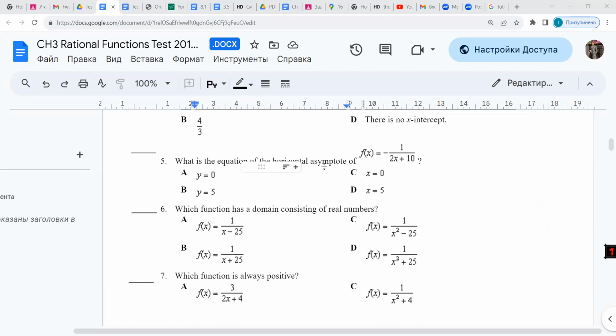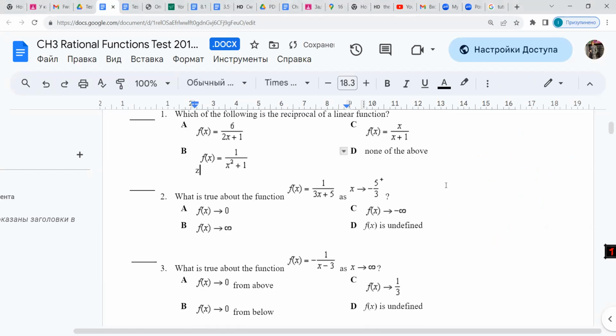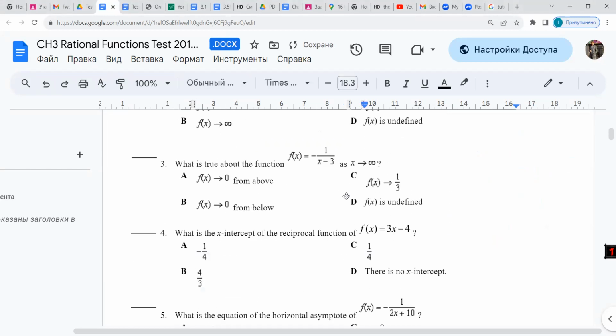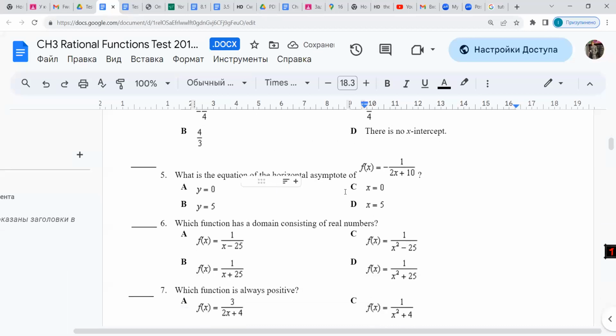What is the equation of the horizontal asymptote of the reciprocal function of a linear function? Does anybody remember how to identify a horizontal asymptote? Basically, a horizontal asymptote is the value of y that could never be covered.